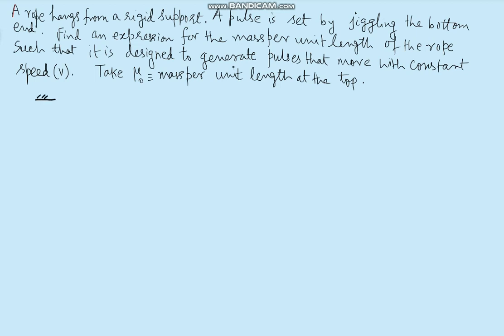Let's say that this is a rope and a certain pulse is generated at the bottom and the pulse moves up, but the design of the rope is such that the pulse moves up with a constant velocity v. So for this purpose, let me take a small element of this. Maybe it is at a distance y and we are taking a small element dy of this string.